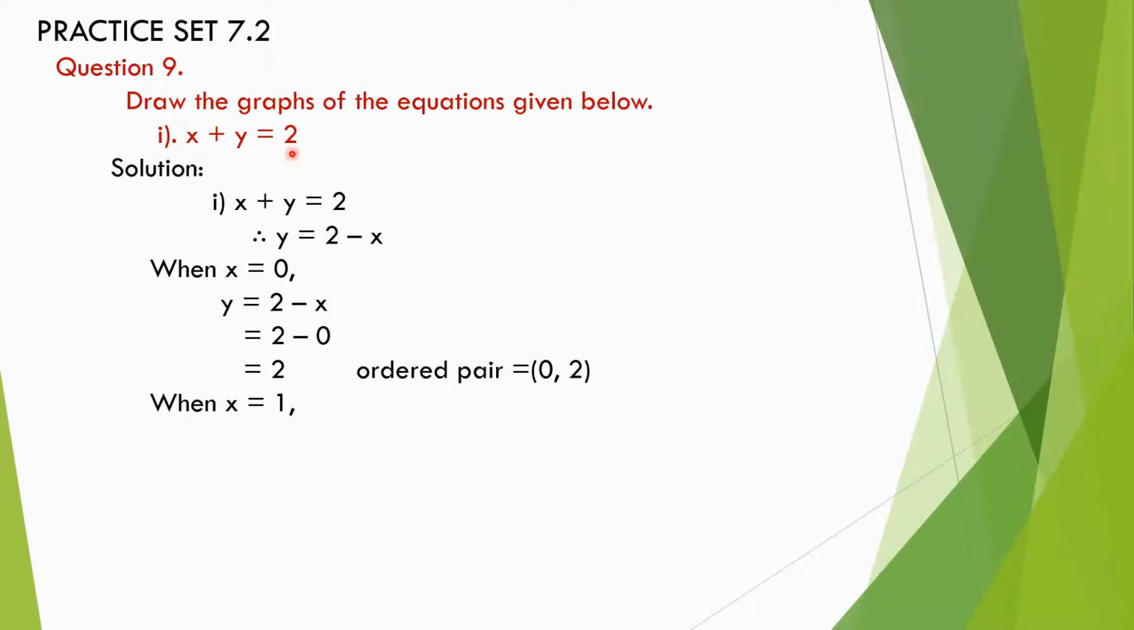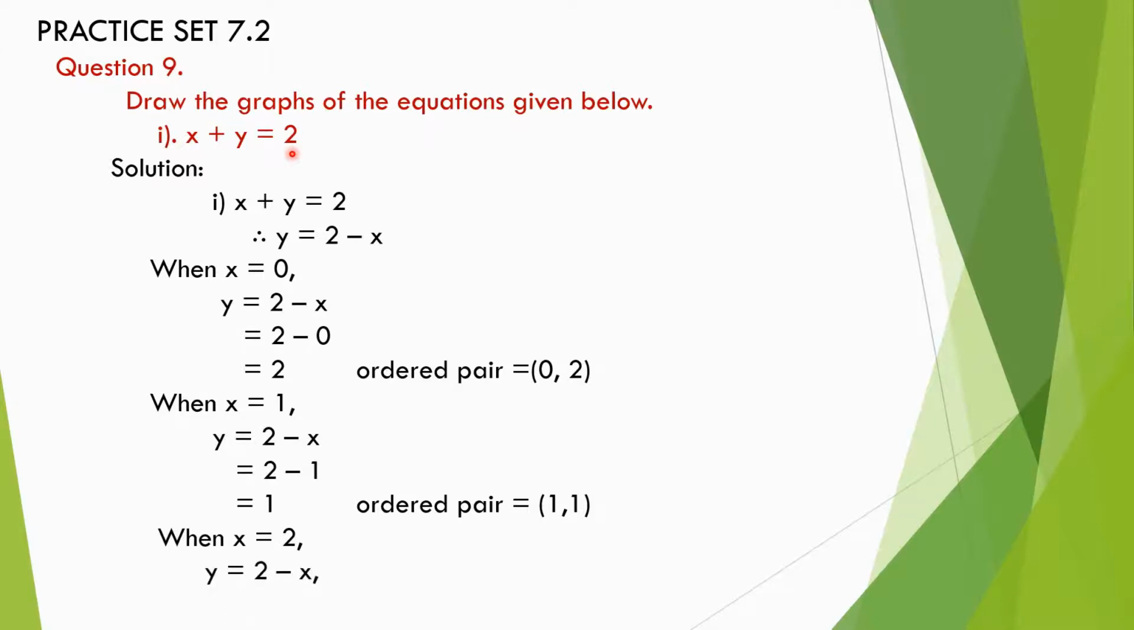Then y is equal to 2 minus x, that is 2 minus 1 is equal to 1. Your second ordered pair has x coordinate 1 and y coordinate 1, that is (1, 1). And next, when x is equal to 2, y is equal to 2 minus x, which is 2 minus 2 is equal to 0. Therefore the third ordered pair is (2, 0).